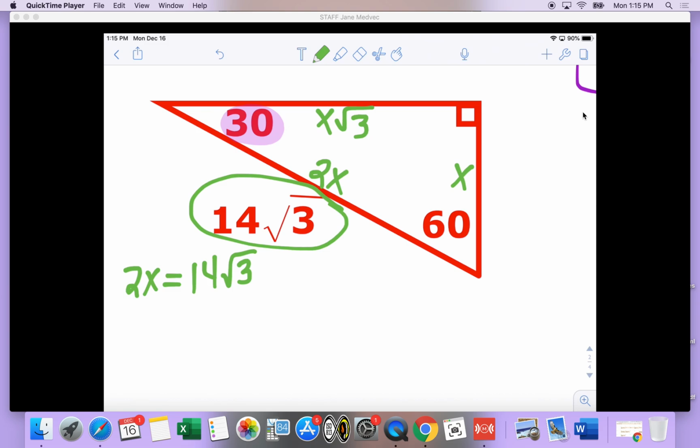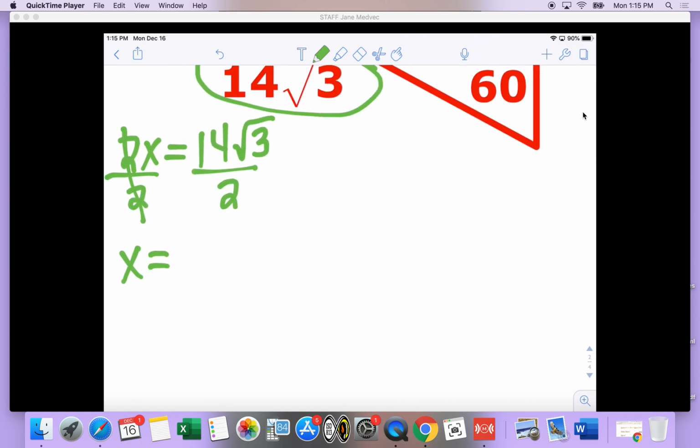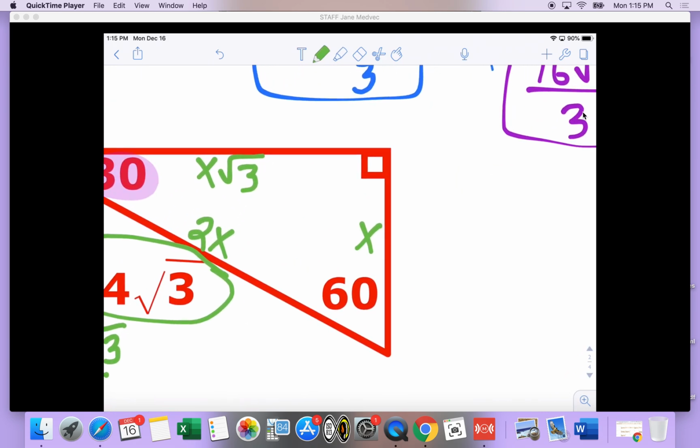Divide by 2. Yes, I'm going to divide both sides by 2. My 2's cancel, so x gives me, what do you got? Yeah, it's 7 root 3. Okay, and how I got the 7 was, you see the 14 and the 2 right there. They're both outside that radical. It comes off really nice. 14 divided by 2 is 7, so I get 7 root 3. Okay, so I'm going to go find my x, and I'm going to go 7 root 3. So I've got that second side.